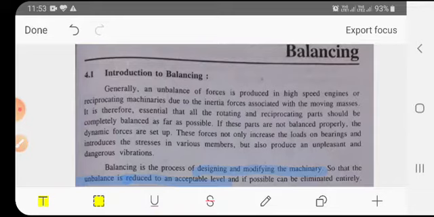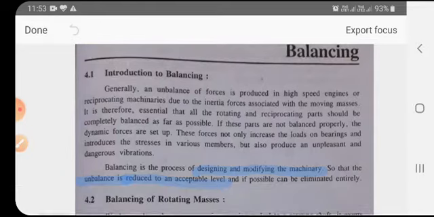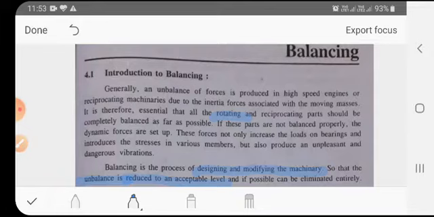In this video, two parts will be considered. Those are rotating and reciprocating parts. These are very important parts of a high speed engine, and they should be completely balanced as far as possible, so if they are not properly balanced, dynamic force will be set up.